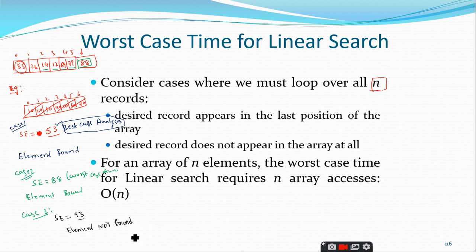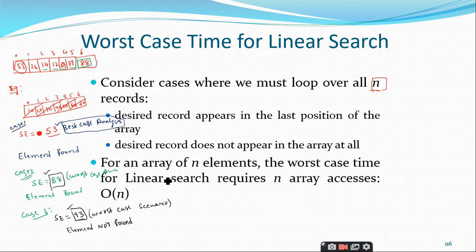So in this case, you didn't find the element in the list. This is also considered to be the worst case scenario. So the worst case scenario is of two types. One is if the element which you are going to search is present as the last element. Second one is if the element that you are going to search is not at all present in the given list. So these two are considered to be the worst case scenario.